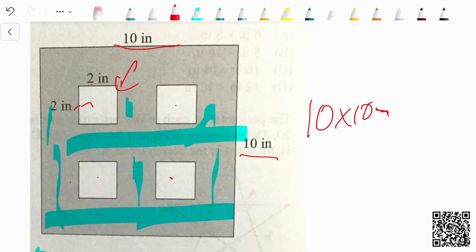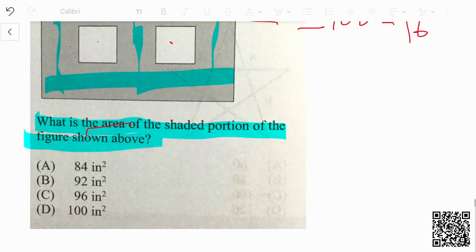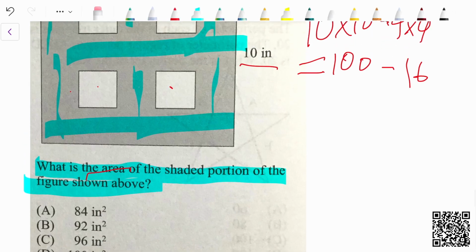So it's 10 times 10, subtract. 1 square is 2 times 2, its area, which is 4, and there's 4. So our complete equation would be 4 times 4 here. So it's 10 times 10, subtract 4 times 4. Now, when we go out and solve that, 100 subtract 16. And before we solve that as well, let's look at the answer choices. Aha! There's only one that ends in 4, because 10 subtract 6 equals 4.